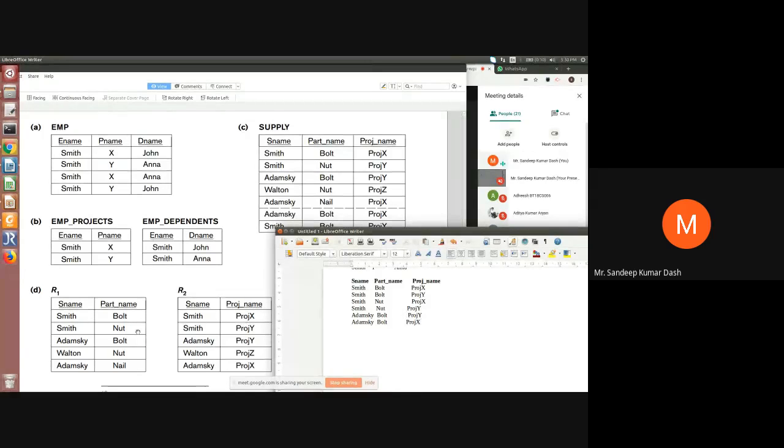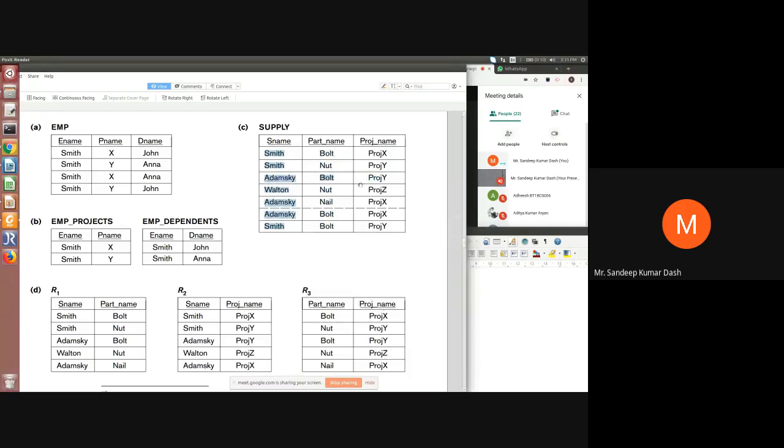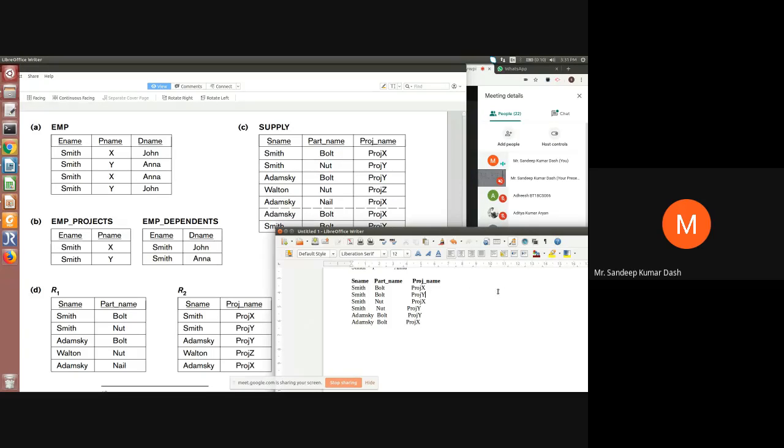That means I am saying that whenever I combine all the possible combinations out of this R1 and R2, I should get back my original relation up to this point. Yes or no? But you see here, Smith bolt project X. This row is coming in the result. Whether this row originally was present in R or not. Smith bolt project X, it is present. Okay, so this is a valid row. Now search Smith bolt project Y. Whether that was there in the relation. It was not there. Still you are getting it. Then another one is Smith knot project X. Smith knot project X is also not there in the relation. Still you are getting that.